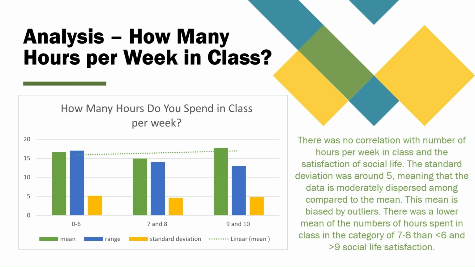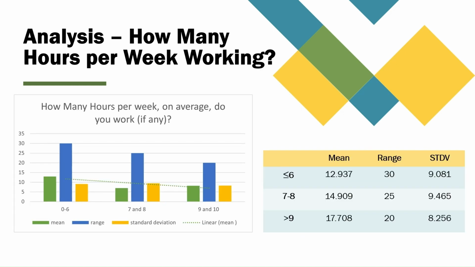So this can mean that it is biased with outliers. But we did see that there was a lower mean of the number of hours spent in class in the category of 7 to 8 compared to those that were less than or equal to 6 or greater than or equal to 9. The next one we did was how many hours per week working, and as we can see here, we did see a little bit of a correlation with the mean in a sense.